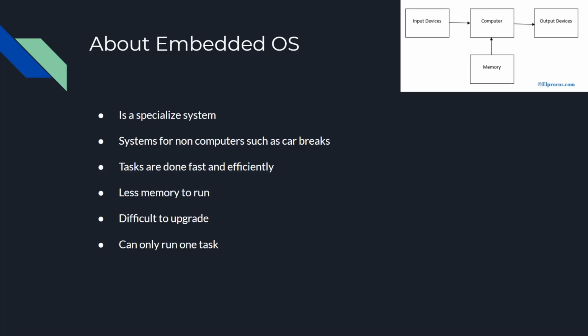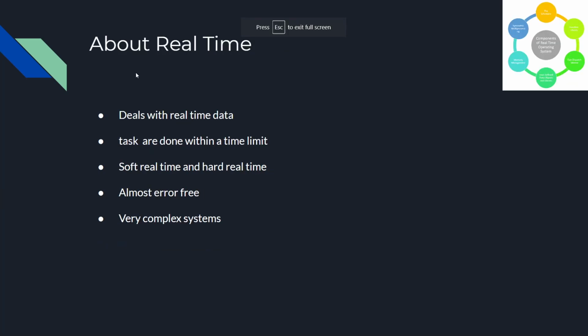And it takes less memory to run, but it's more difficult to run, and it's not versatile because it can only do that one task it's meant to do. It can't do anything else. If you need a new task, you'll need another system.